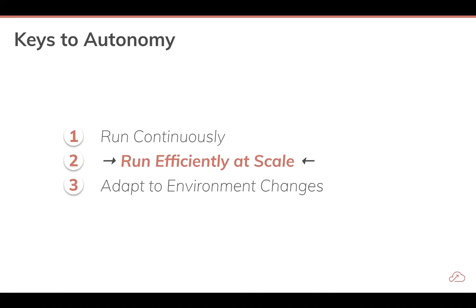The third part of autonomy that we won't cover today, as frankly, it's an entire tech talk in and of itself, is how do we adapt to environment changes? We have all this metadata we're collecting. How does the system do really smart things like dynamically adjust how many resources it sends to Spark or how many executors it requires? All of those things we'll get to in a subsequent talk. But let's talk more about how we run efficiently at scale.